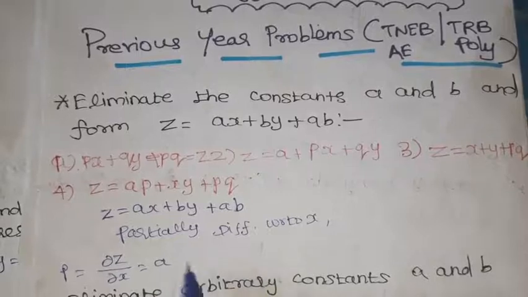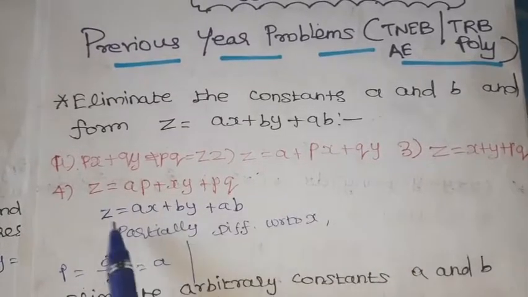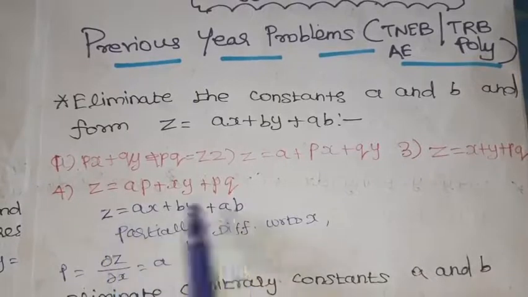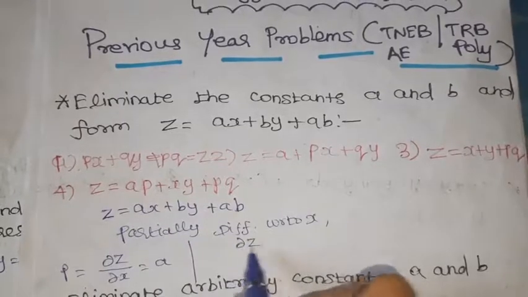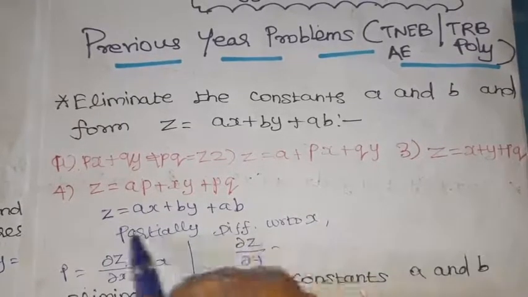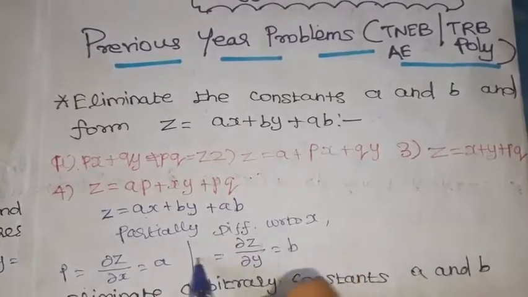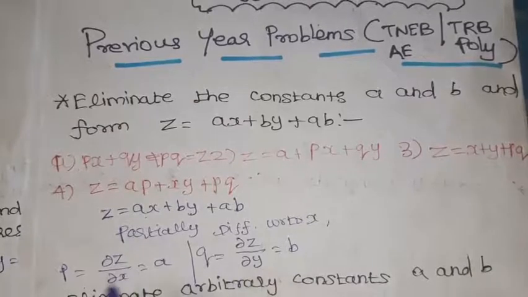Then again, we can write dou z by dou x as p. Then we partially differentiate the above equation with respect to y. What we get? Dou z by dou y is nothing but b. So p equal to dou z by dou x equal to a, and q equal to dou z by dou y equal to b.